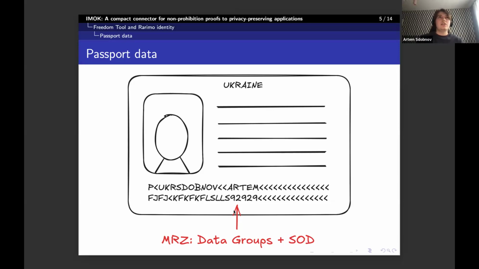So ICAO posted a list of public keys that could sign passports, and we can verify that a passport was signed by some authority, and we will use this to make our identity.